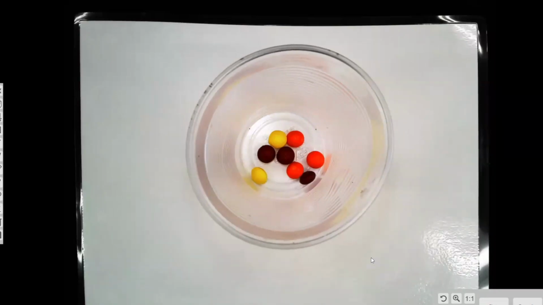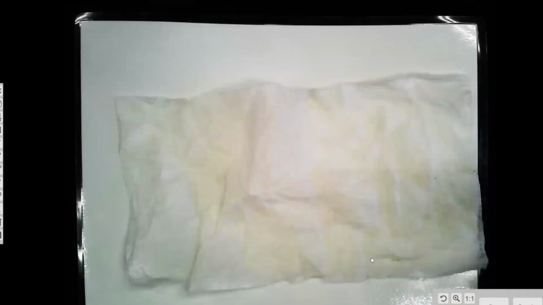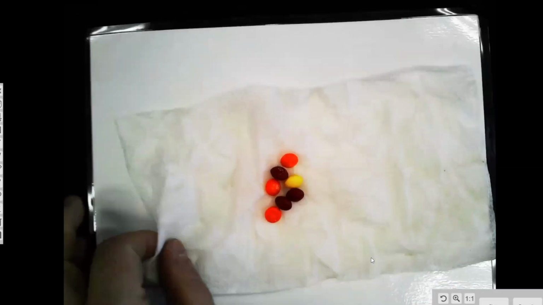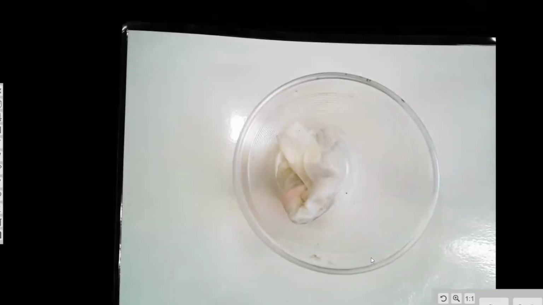So what I did is I have a nice paper towel like this, and I got it wet. So I'm going to take our wet paper towel here, and I'm going to put our Skittles on this, and I'm just going to wrap them up. Oh, I got one left over. He didn't want to come out of the cup. All right, so we're going to take our wrapped up Skittles, set them in our cup, and we're going to leave them there for a bit.